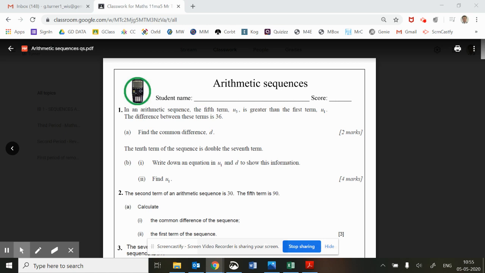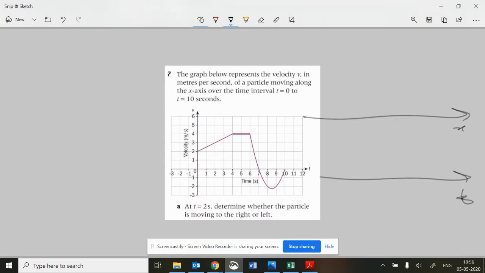Hi guys, this video is for some help for the first of the arithmetic sequences questions. So the questions which are set for today before we go on to geometric sequences. Okay, I'm going to just go through a few of the first ones.